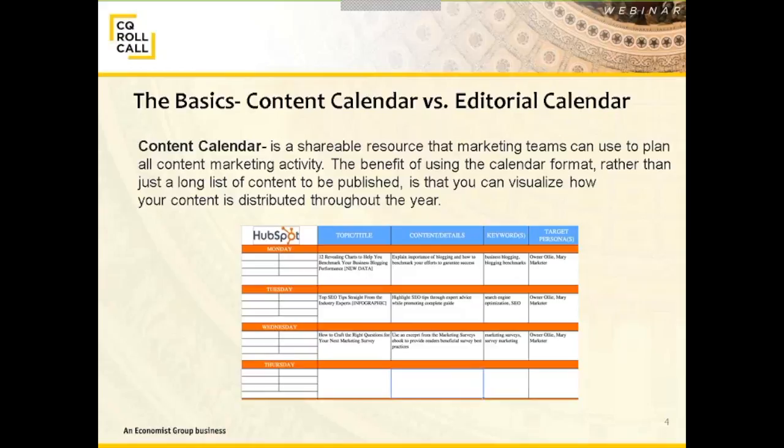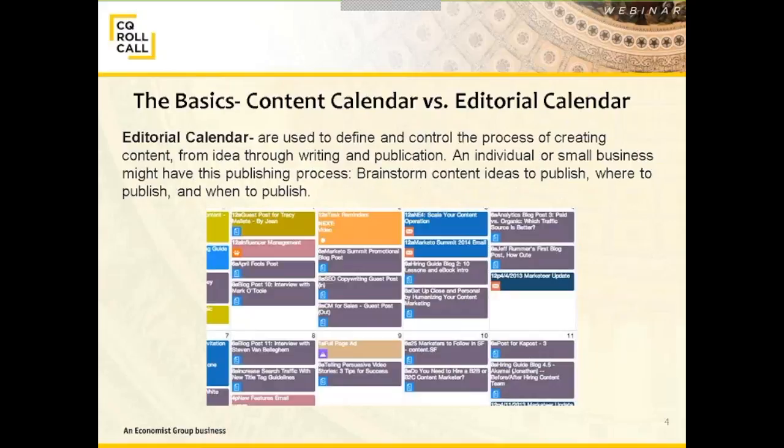A content calendar is a shareable resource that marketing teams can use to plan all content marketing activity. The benefit of using the calendar format rather than just a long-form list of content is that you can visualize how your content is distributed throughout the year. You'll have topic, title, content details, some keywords, and target personas, and it'll go day to day. This is an example from HubSpot. I'll talk about a few different resources that marketing teams as well as grassroots practitioners use to keep track and have a feasible content calendar.